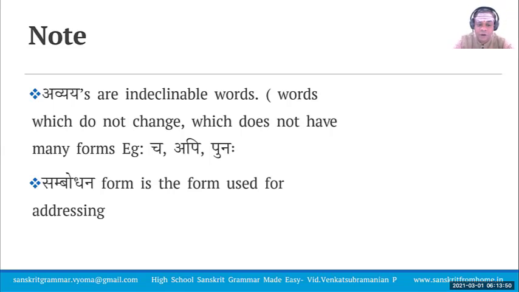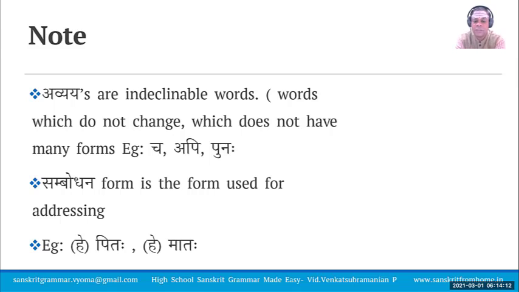Now, sambodhana form is the form used for addressing. For example, if you want to address your father, you will say, Hey Pitaha, Mahyam Dhanam Dehi. Oh father, could you please give me money? Hey Mataha, Bhojanam Dehi. Oh mother, please give me food. So Mataha, Pitaha are the words that you use to address the father and mother.